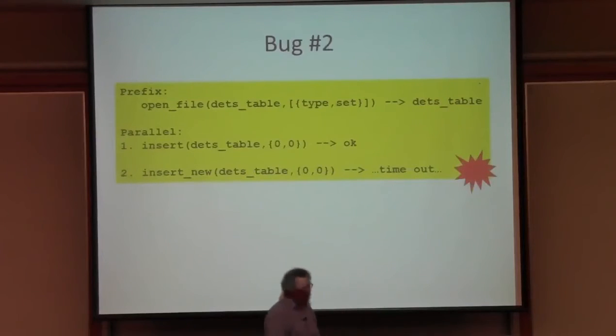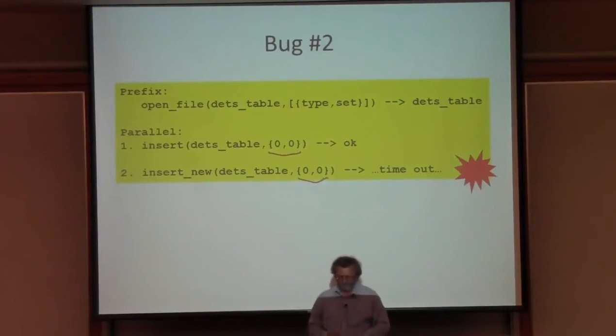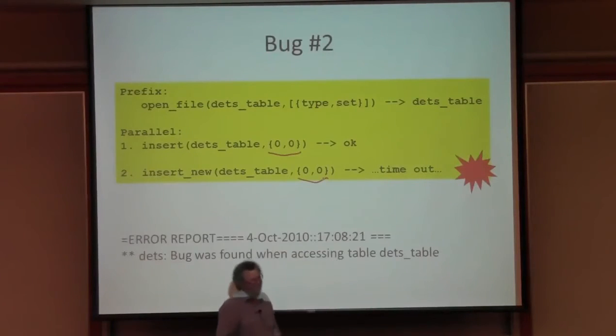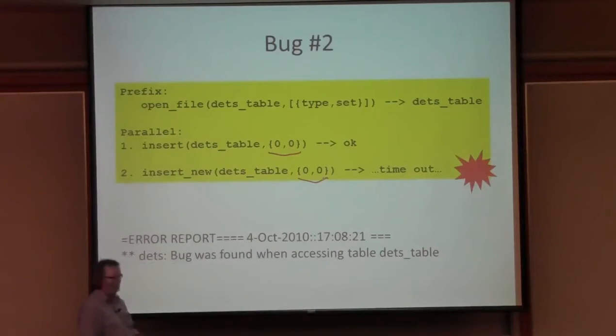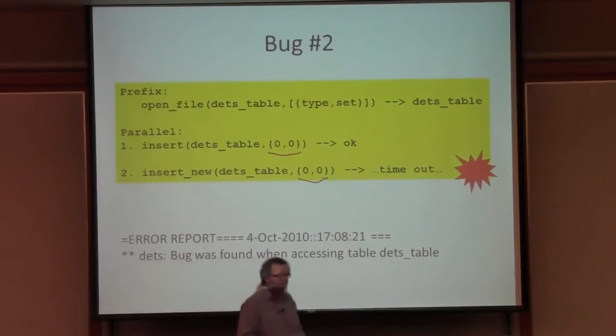Here's the second one. This one, in the prefix, you open the file again, and then in parallel, again, we do an insert and an insert new, but this time, I'm inserting a tuple in each case. You can also just give a single tuple. So I'm inserting 0, 0 here, and I'm inserting 0, 0 there. And what happened was that the test timed out. And I thought, oh, what's going on? This is a bit strange. But at the same time, this message appeared. Dets, bug was found when accessing table. So I thought, oh, that's probably a bug then.